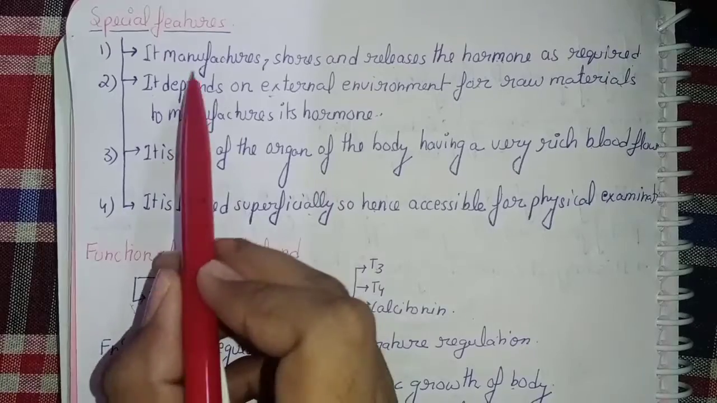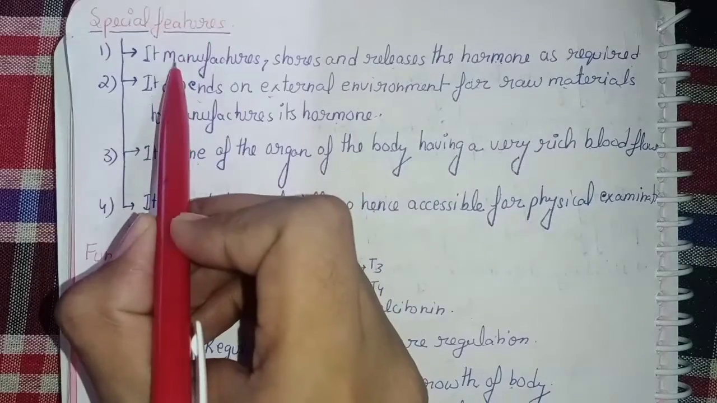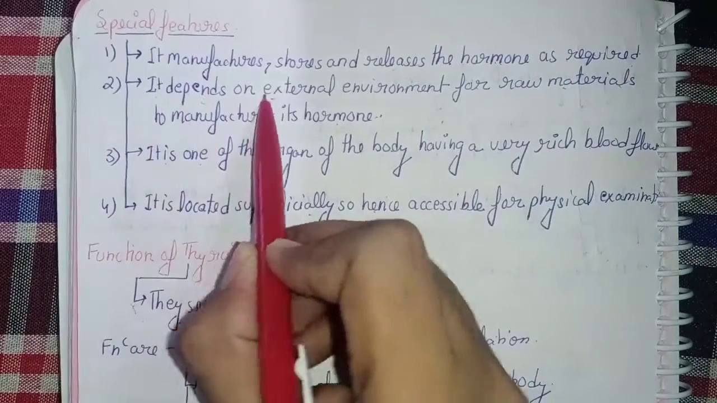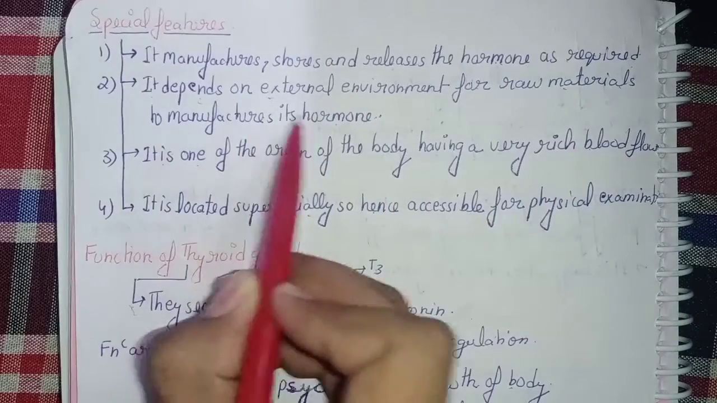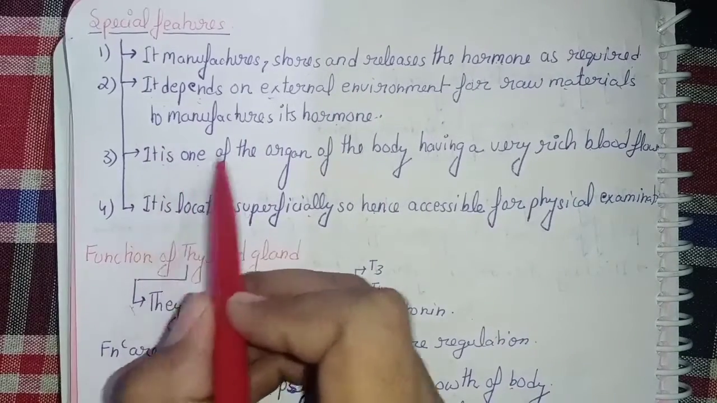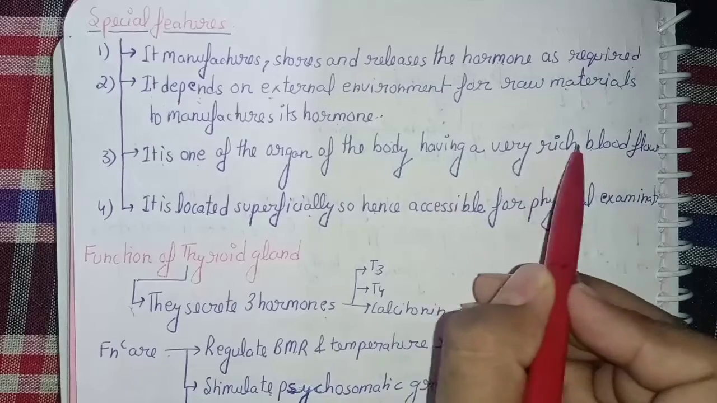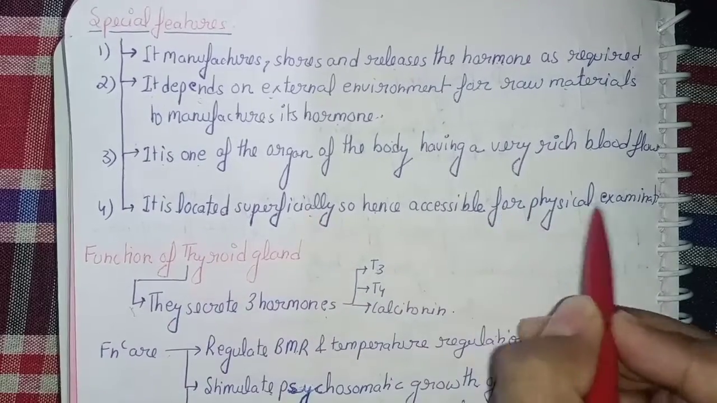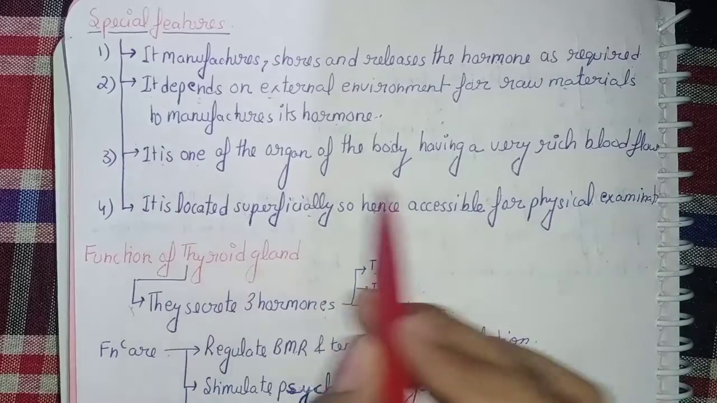Now coming to special features of thyroid gland. The first feature will be it manufactures, stores and releases the hormone as required. It depends on the external environment for the raw material to manufacture its hormone. The third point will be it is an organ of body having a rich blood flow, that is, it is highly vascular organ. It is located superficially, so hence accessible for physical examination. So these are the special features of thyroid gland.